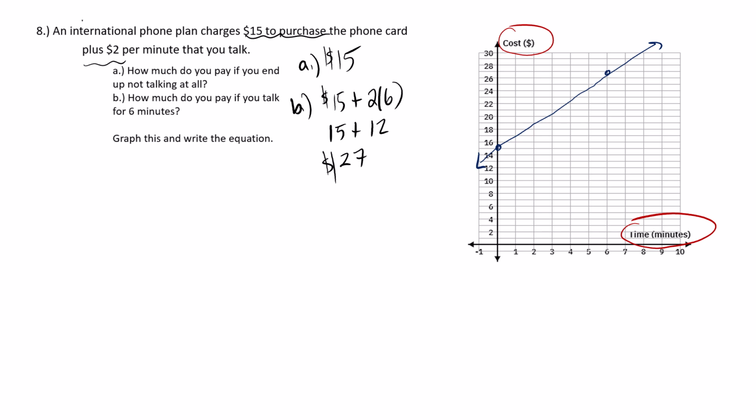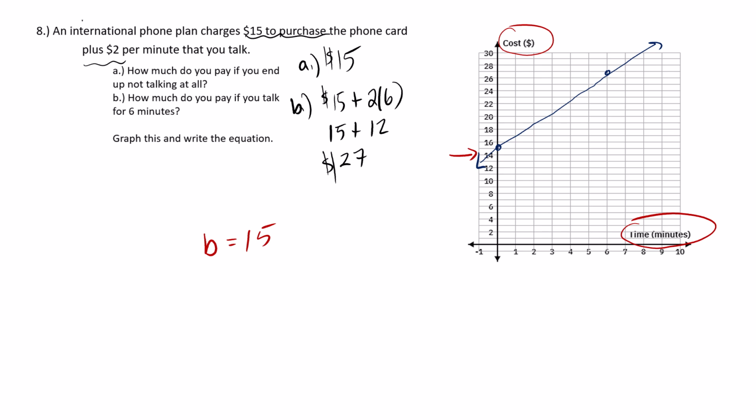Now that we have the graph, we can see that the y-intercept is 15. And so some questions might be asked, what does the y-intercept represent? If you were asked that question, then you would say the cost when I talk for 0 minutes, or the cost to purchase the phone card. That's what the y-intercept represents. Don't say the y-intercept represents where it crosses the y-axis. That's the definition, not what it represents.